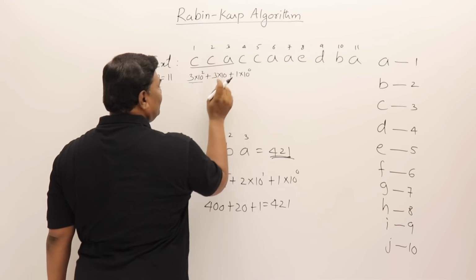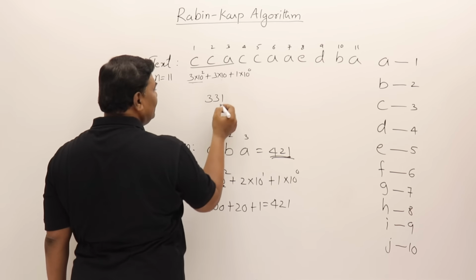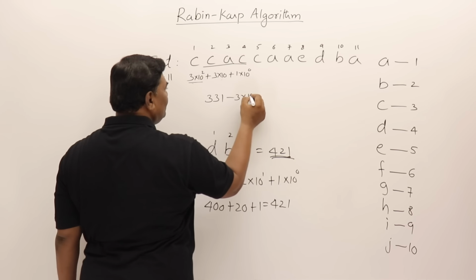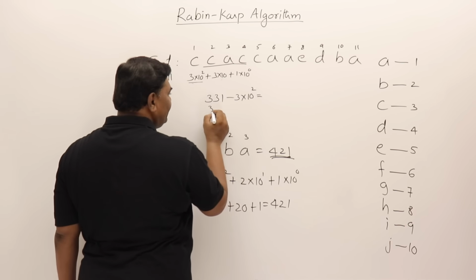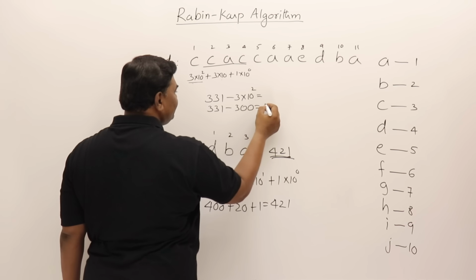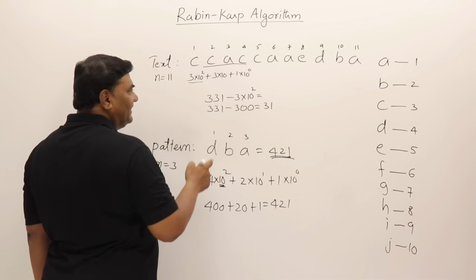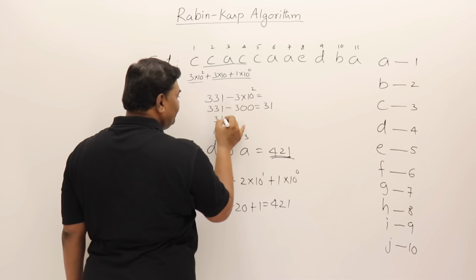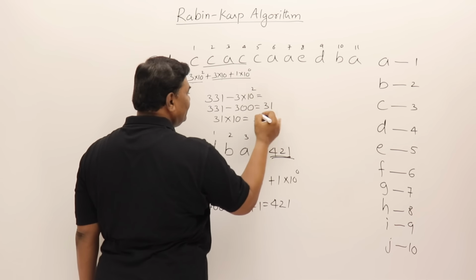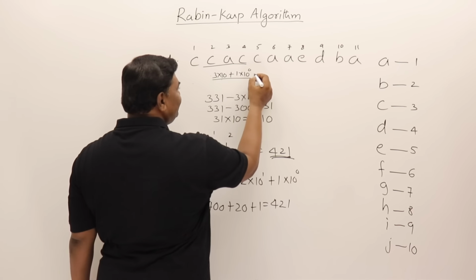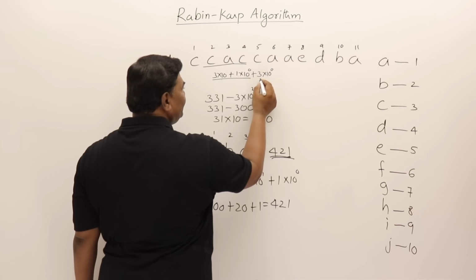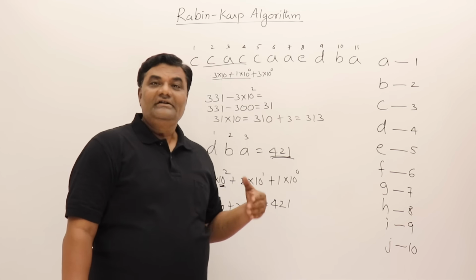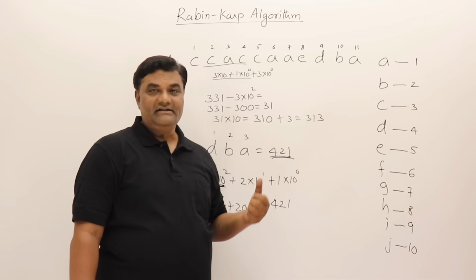Right now I have the hash code for these three alphabets, that is 331. Now I have to get this for these three alphabets. So subtract this one, minus 3 into 10 square. 331 minus 300 is 31. That 31 I should multiply by 10, so I get 310. So this is gone. Now for this C, I should add 3 into 10 to the power of 0, which means just 3. So in this, plus 3. So this is 313.